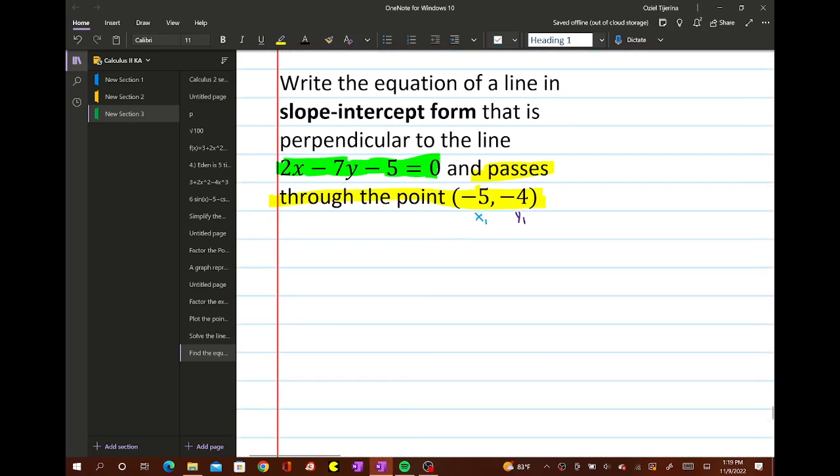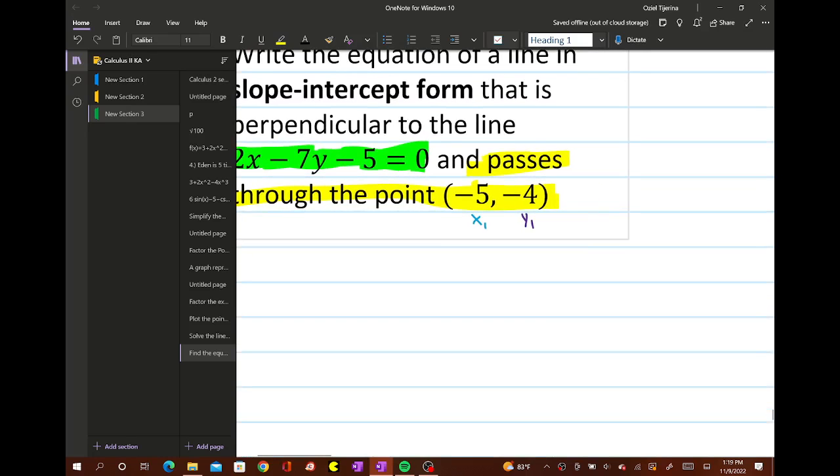I did go over this problem previously, but my computer crashed, so I'm going to go over it again. I did do it myself beforehand, so I have my notes here. It says: write the equation of a line in slope-intercept form that is perpendicular to the line 2x minus 7y minus 5 equals 0 and passes through the point (-5, -4). As you can see, I did start it previously because I still have x1, y1 there.